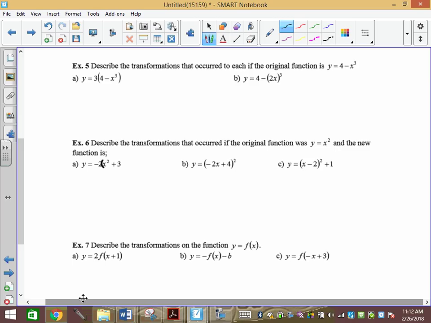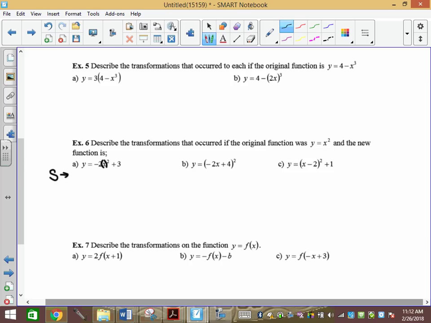This x is in its own bracket, technically, because if this 2 was with the x, it would be in the bracket. Is it in the bracket? No, so it's not with the bracket. So this x has a 1 in front of it, does it not? Yeah, so I don't have to do anything else. I can just start listing my transformations. Is there anything with the x at all? No. So there's going to be no horizontal stretch, no reflection in the y, no horizontal translations. Nothing. x is x. Nothing happened to it.